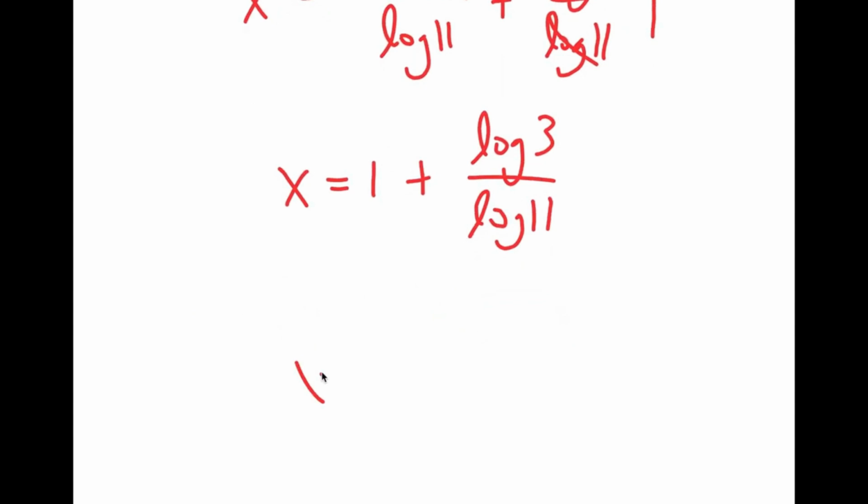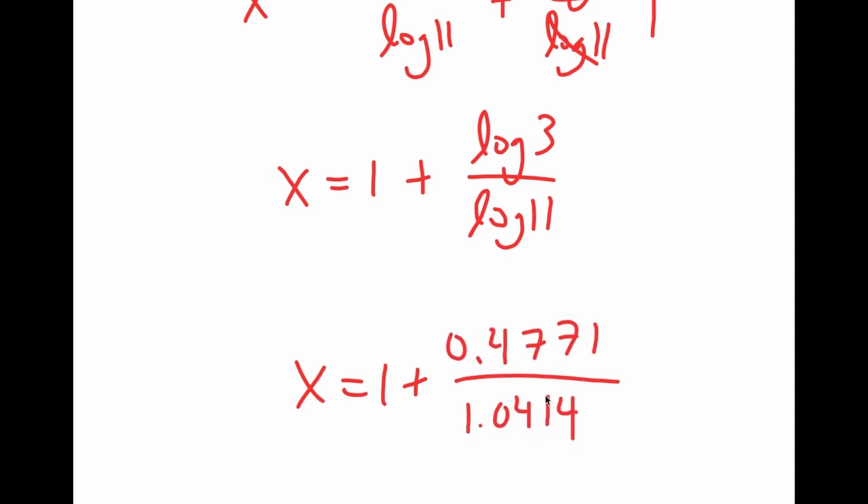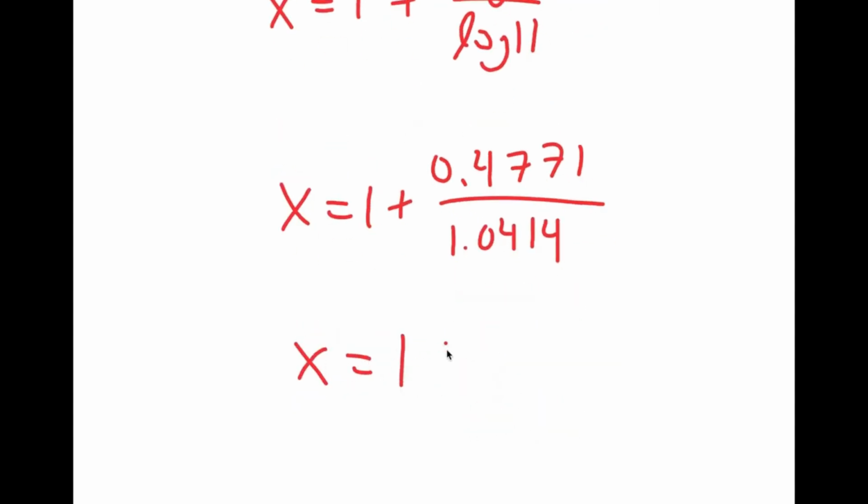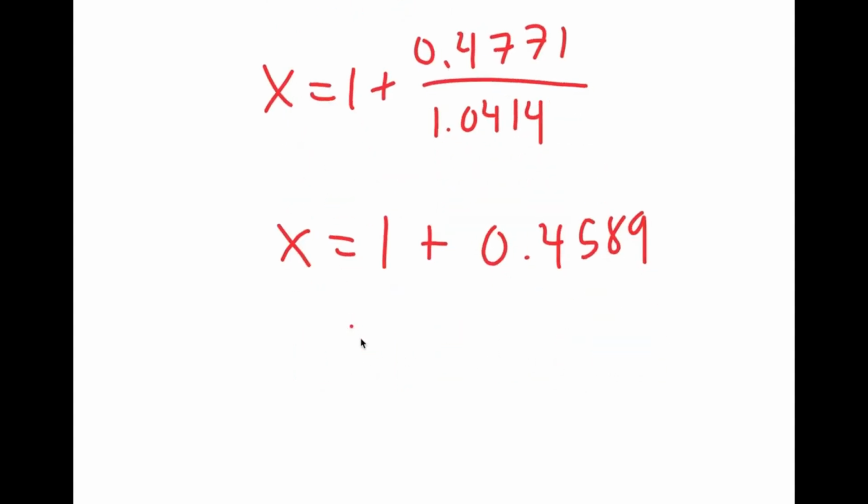Now, this is equal to 1 plus 0.4771 over 1.0414, which is equal to 1 plus 0.4589, meaning x is equal to 1.4589.